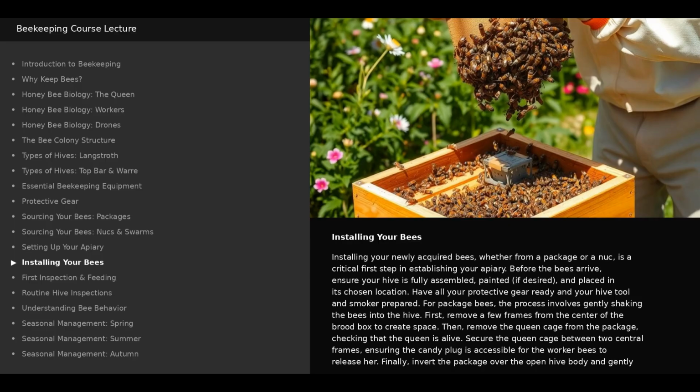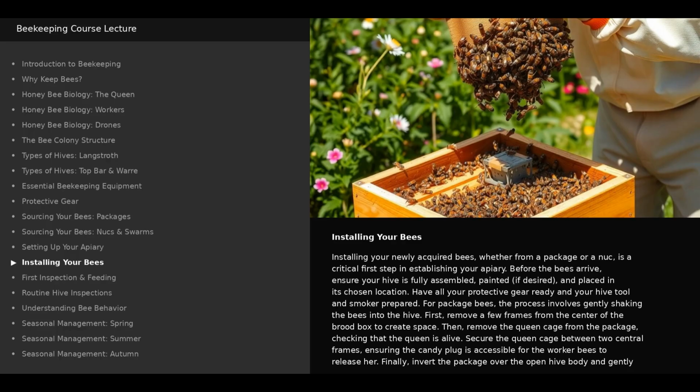Installing your bees. Installing your newly acquired bees, whether from a package or a nuc, is a critical first step in establishing your apiary. Before the bees arrive, ensure your hive is fully assembled, painted if desired, and placed in its chosen location. Have all your protective gear ready and your hive tool and smoker prepared.